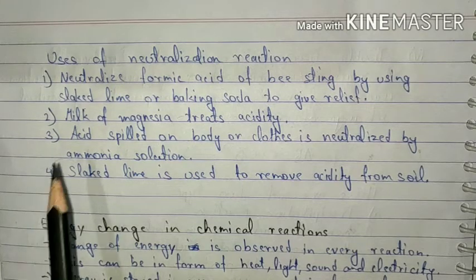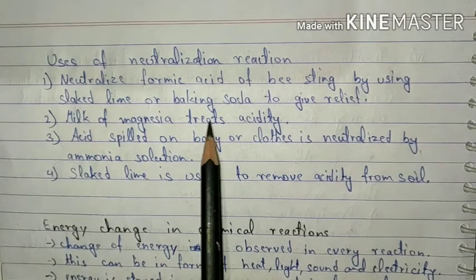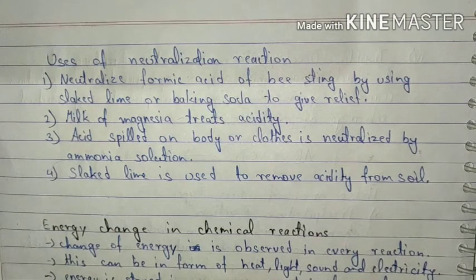Next example, milk of magnesia treats acidity. Acidity is a condition where the amount of hydrochloric acid being produced in the stomach is in excess quantity, which results in pain and swelling in the stomach. Now, use of mild bases like milk of magnesia or sodium hydrogen carbonate can provide relief in such a situation.